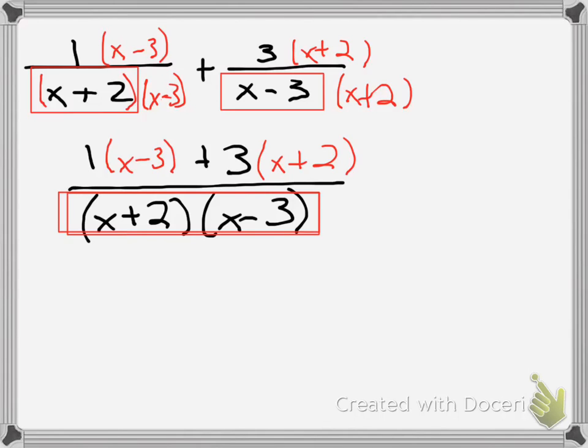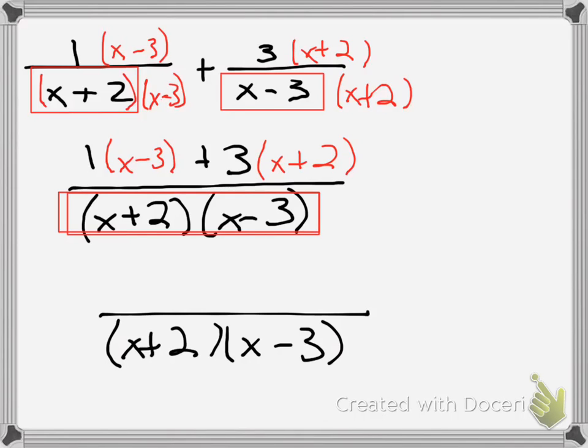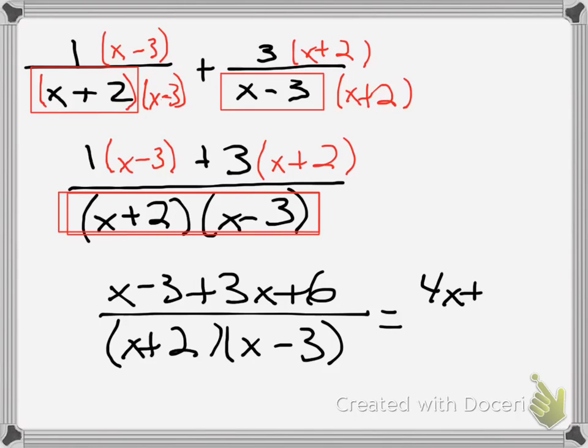I will not reduce. I cannot reduce because I'm adding. My goal is to add, not reduce, add. So I will copy down my denominator in order to add in the numerator, but before I add, I actually have to multiply. So x minus 3 and 3x plus 6. Combine my like terms, 4x plus 3. And once again, I simply copy down my denominator.